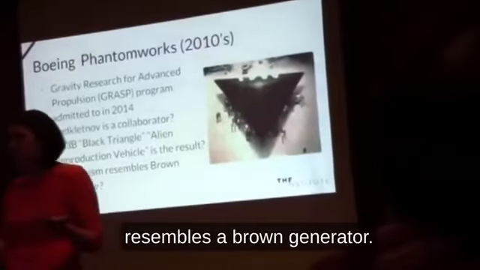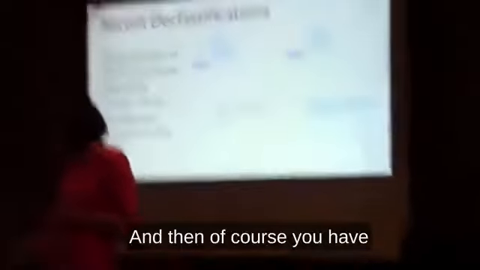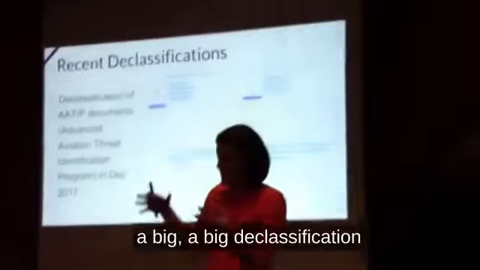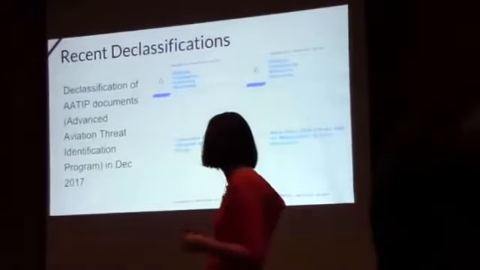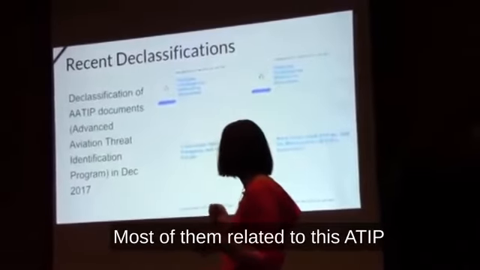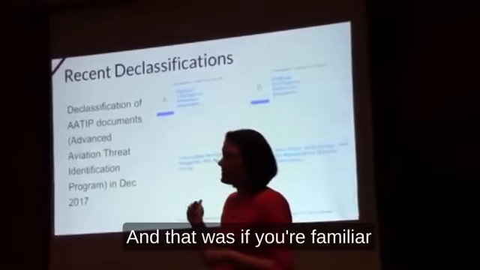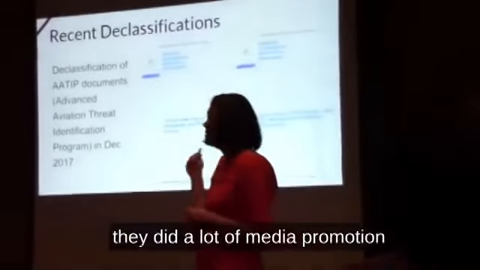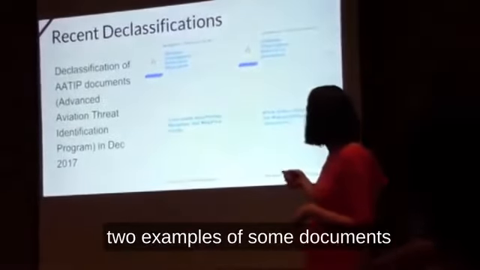And the mechanism maybe resembles a ground generator. I don't know. It's hard to get information on. And then, of course, you have recent declassifications. In December 2017, some of you may be aware there was a big declassification of several different documents, most of them related to the ATIP program, the Advanced Aviation Threat Identification Program. If you're familiar with the To the Stars Academy, they did a lot of media promotion around these declassifications.